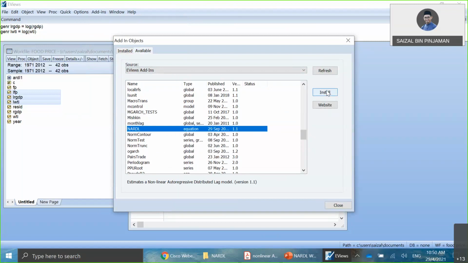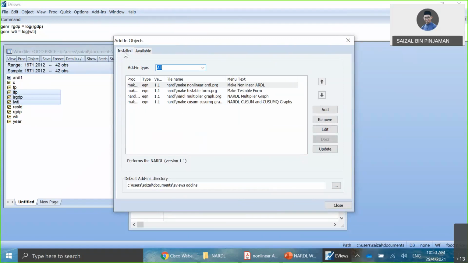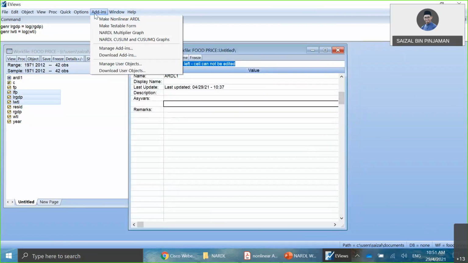But in this case, our NARDL model is already installed, because I installed it before this. So we don't have to click the install button. We can simply click close because it is already included in my add-ins. Once you install it, go back to the add-ins and you will have these options.